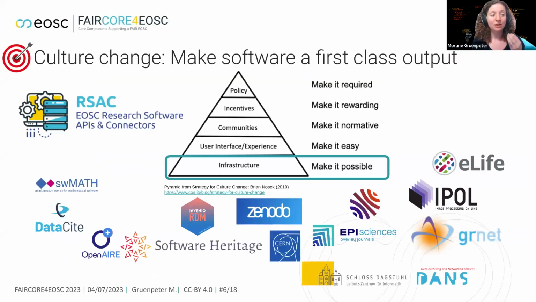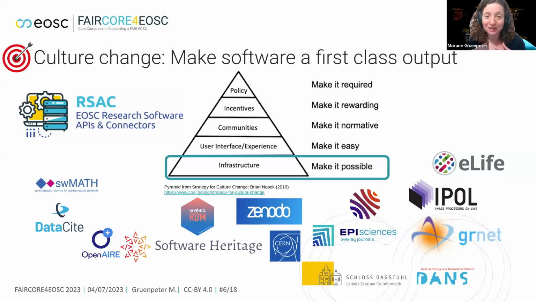And we need to make software a first-class output. And when we are here in this webinar, we do think that it's already a first-class output. We have still a long path to go. And with the FAIRCORE4EOSC project, one of the goals is to make this change and make this possible in the scholarly ecosystem.